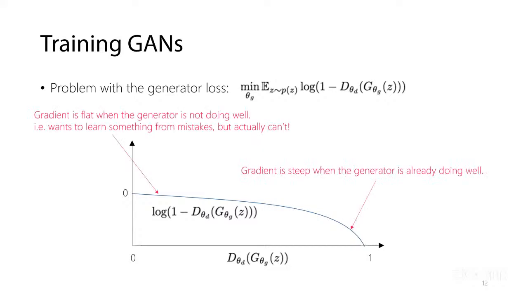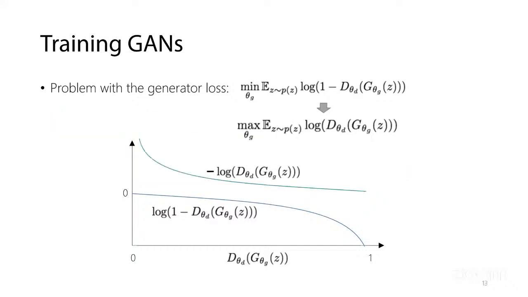The good news is that there's a very simple fix, which is to reformulate the loss to this one. So now we have the curve of negative log x. And instead of minimizing this, we can consider maximizing this guy.